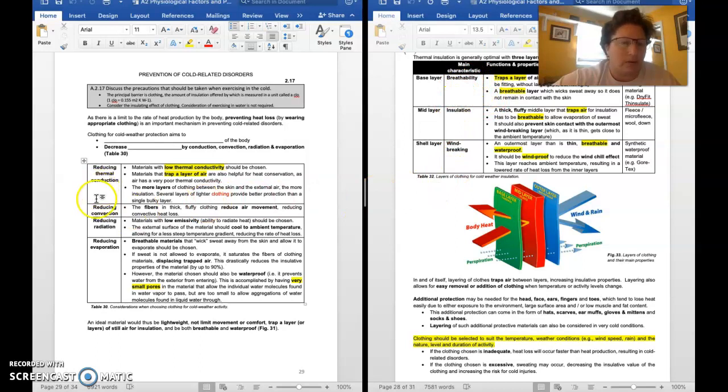So where we talked about heat, and we talked about conduction, convection, radiation, and evaporation, with cold disorders, we want to reduce those thermal conductions. We want to reduce the heat loss. So now we need to trap the air in our body so we don't lose body temperature. All right. So the way we do this is by applying different layers.